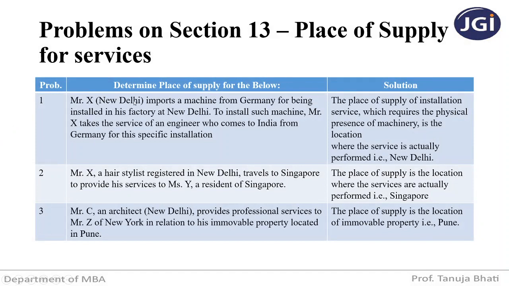Mr. X, New Delhi, imports a machine from Germany for being installed in his factory at New Delhi. To install such a machine, Mr. X takes the services of an engineer who comes to India from Germany for this specific installation. Now here the supplier is from outside India. So obviously, when either the recipient or the supplier is outside India, blindly you are going to use section 13. Solution: the place of supply of installation service which requires physical presence of machinery is the location where the service is actually performed. So it is New Delhi.